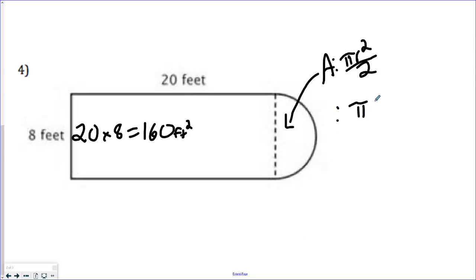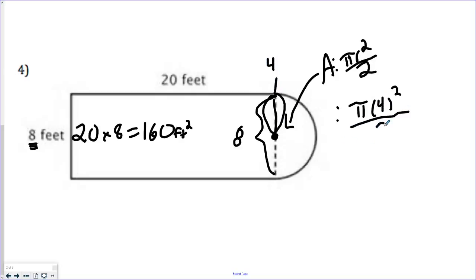Pi, now what's the r here? So remember, the radius is the distance from the center of the circle to the edge. So I need to know that distance. Well, I know that the full distance from edge to edge is 8, right? That's what it says over here, 8 feet. So that means that half the distance would have to be 4. So that'd be 4 there. Then divide by 2. So again, using the pieces that you know to get the pieces that you don't.